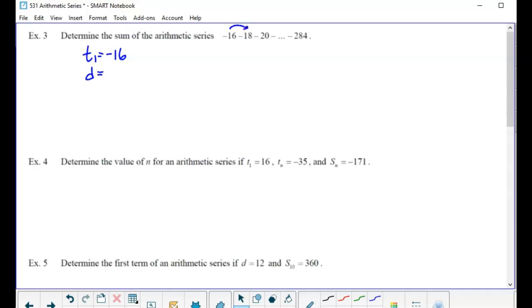You're subtracting 2. Okay. Negative 18 minus negative 17. Okay, just give me a second.